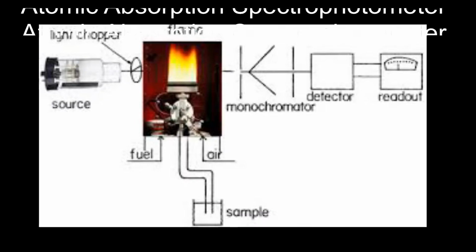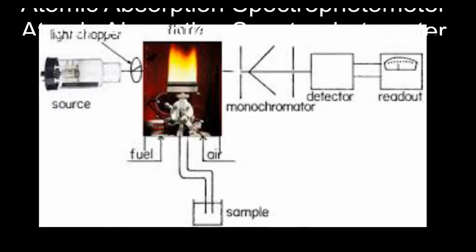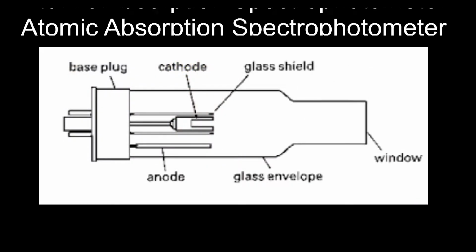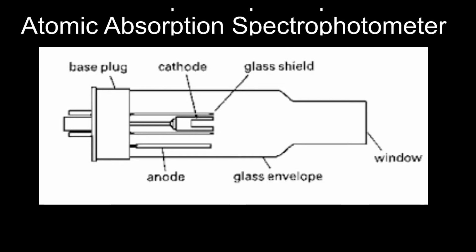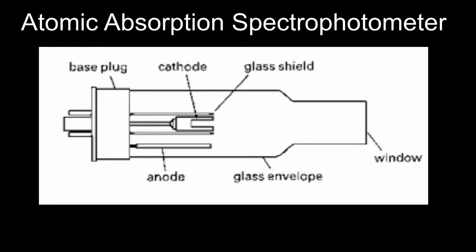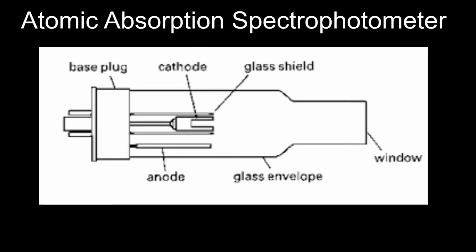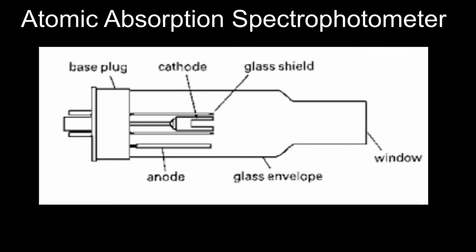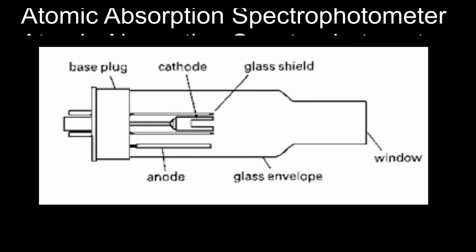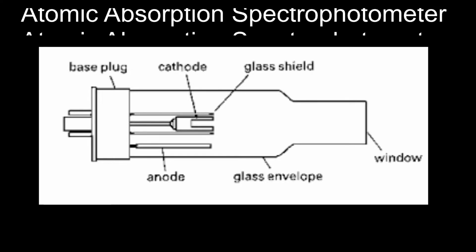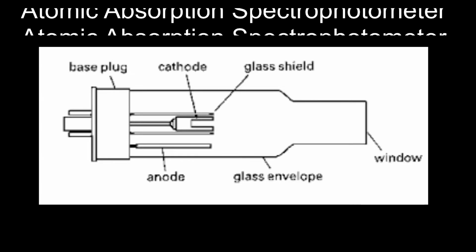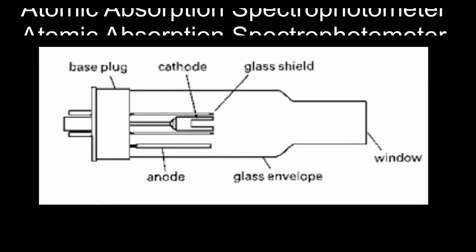Let's focus on the first component, that is the source. The source of radiation is known as a hollow cathode lamp. It should emit the radiation which can excite the atoms of the element from the ground state to the excited state. The hollow cathode lamp is made up of the element under study. For example, if copper is to be detected in the sample, the lamp will have a hollow copper cup as cathode. The cathode is protected in a glass shield.